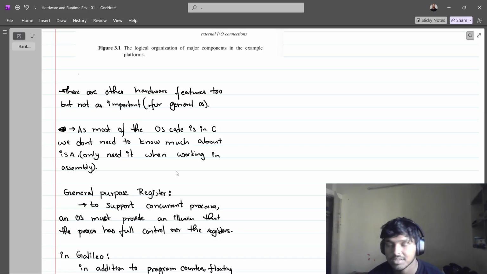As we are working with OS, most of the OS code, most people write it in C, so you don't exactly need to know the instruction set, the ISA. You only need it when you're working with the very basic assembly code. So there is that.